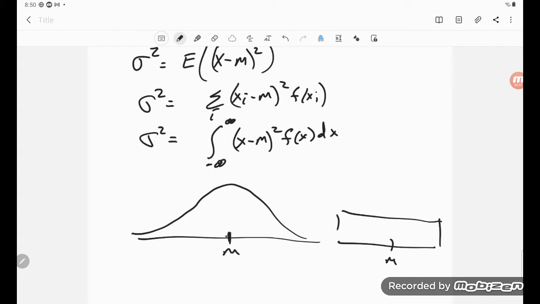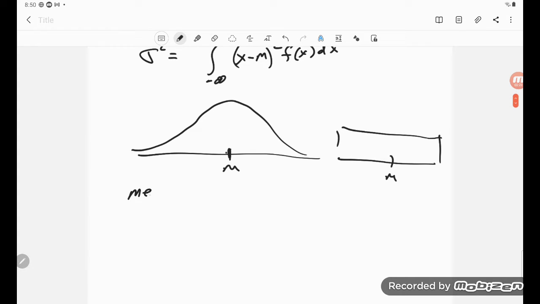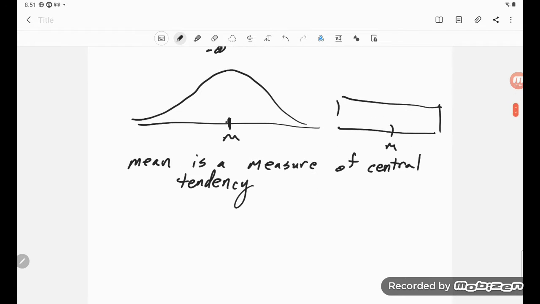And so we have that the mean is a measure of central tendency. Sort of where's the middle of the distribution? Well, variance, or sigma squared, is a measure of dispersion.